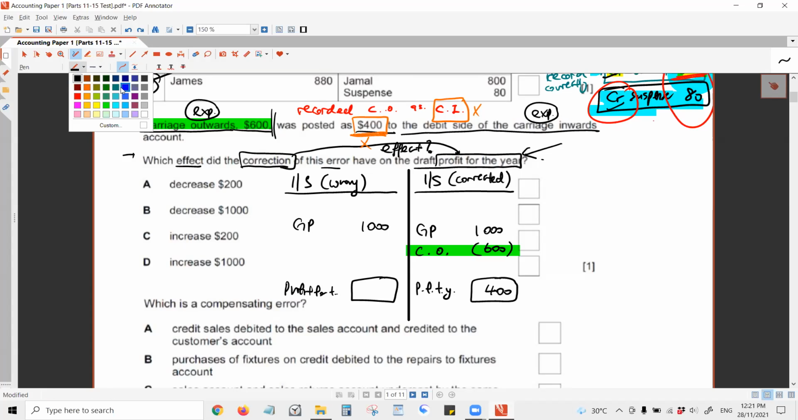Do you know where carriage inward is? Carriage inward is inside the cost of sales here. And then they said they recorded it as 400. So this is the mistake that they have made. Agree? And what will happen to the profit for the year? So carriage inward is 400.